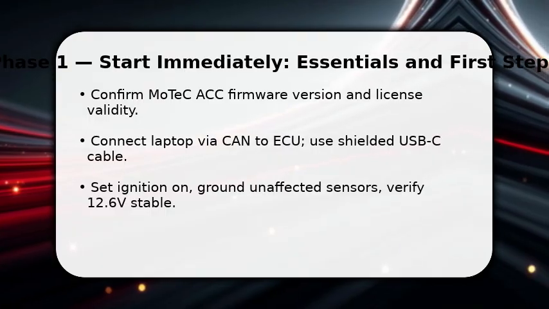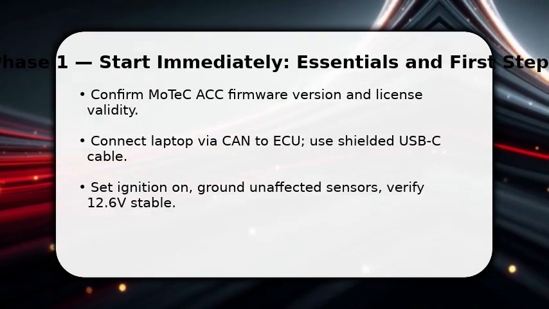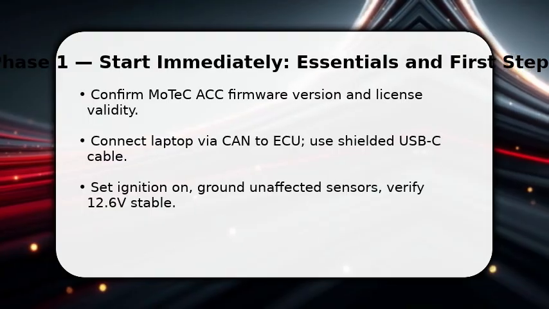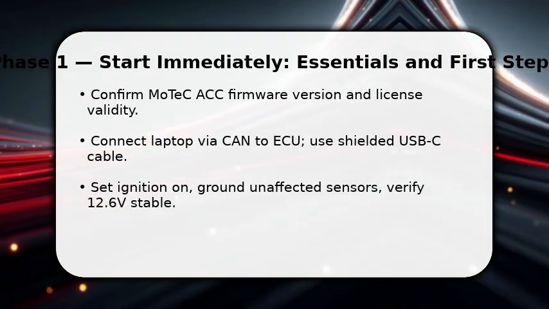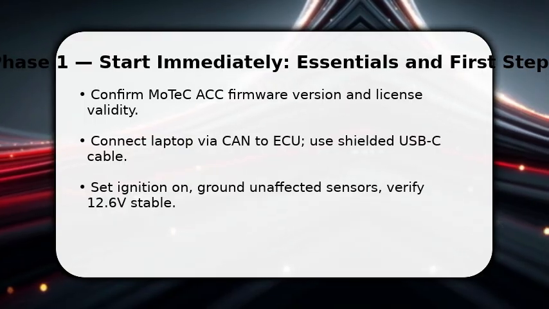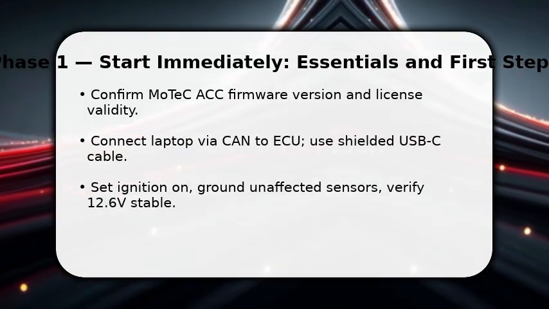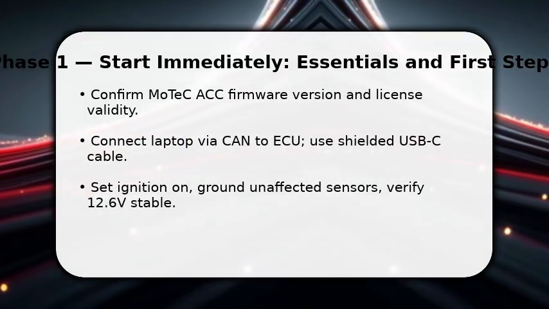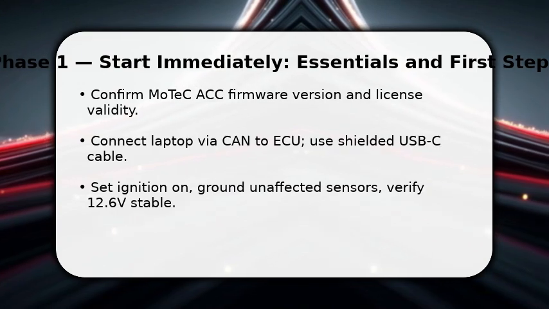Make sure ignition is on and battery reads about 12.6V. Unstable voltage causes calibration errors. You should also ground any aftermarket sensors now. Consistent reference prevents drift. This gets you into the configuration screen quickly, leaving more time for tuning rather than chasing connection problems.